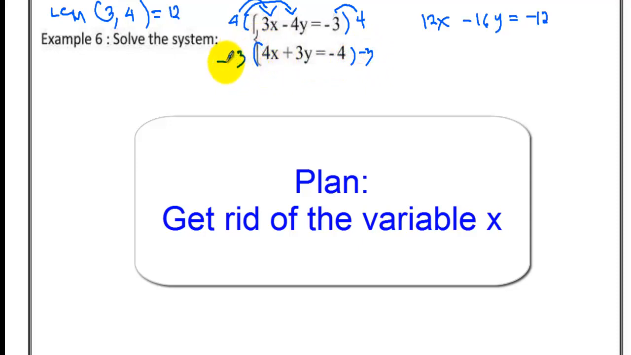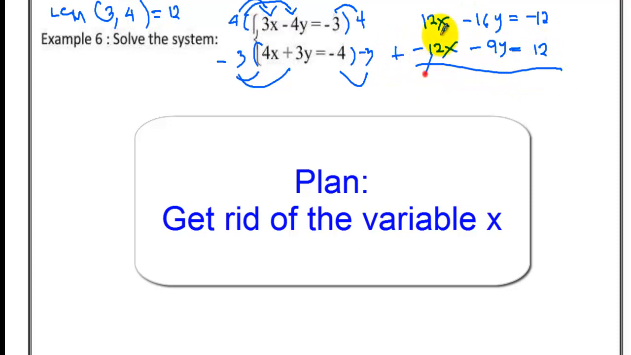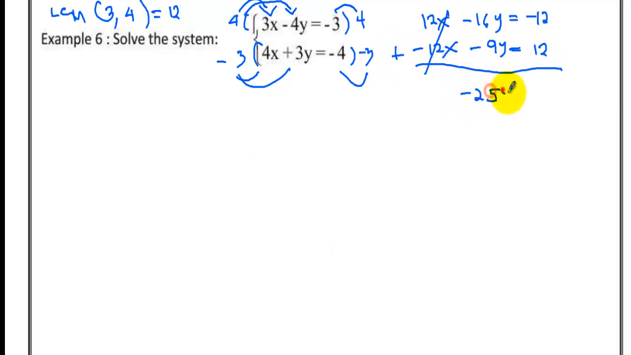So negative 3 times 4x is negative 12x. Negative 3 times 3y is negative 9y. And then negative 3 times negative 4 is equal to positive 12. So let's add the two equations. These two will cancel out. We'll have negative 25y equals 0.